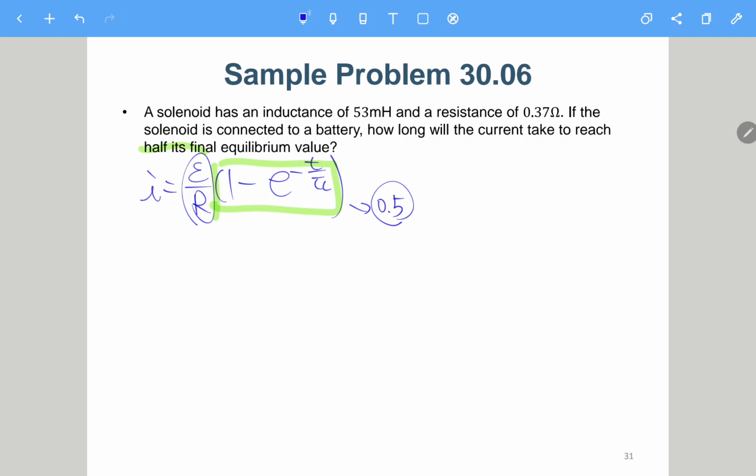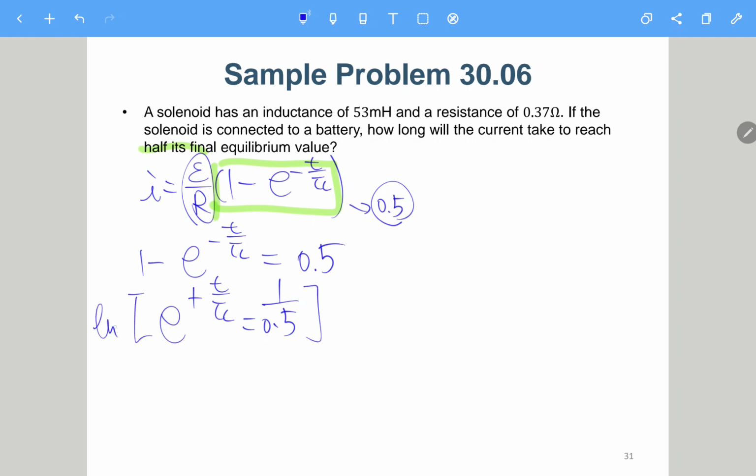Which means that we should have 1 minus exponential to negative t over tau L equals 0.5, which means that exponential to negative t over tau L should be 0.5. Then we can make it positive and take the reciprocal on the right side. We can take the natural log on both sides, so the natural log and exponential cancel each other. We have t over tau L equals natural log of 2. So finally we have t equals tau L times natural log of 2.